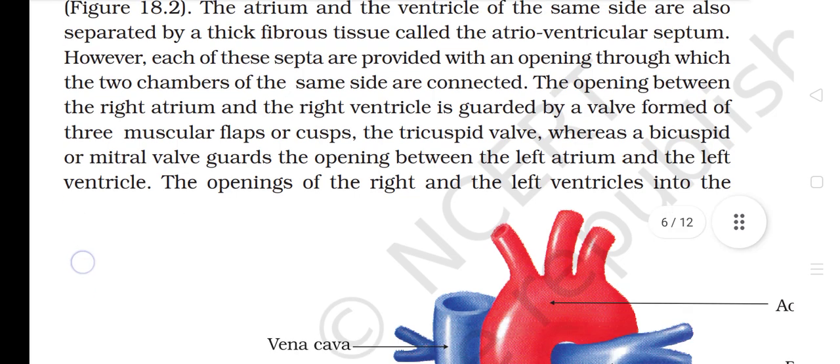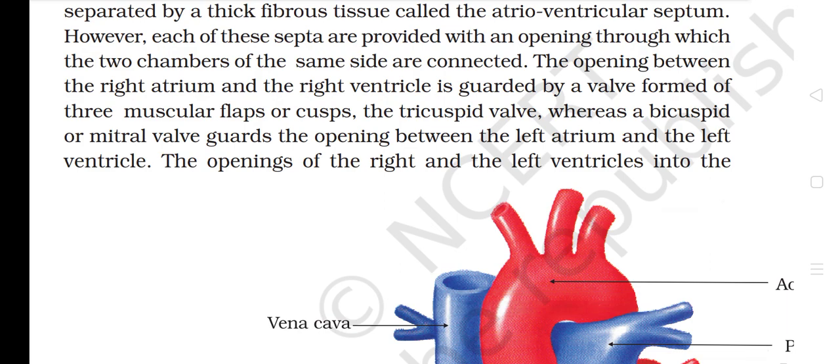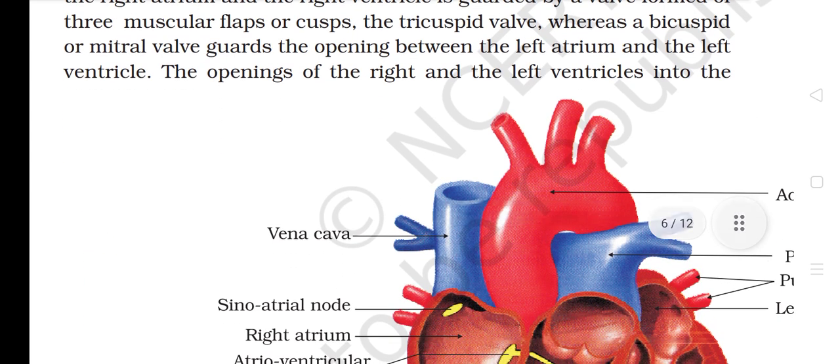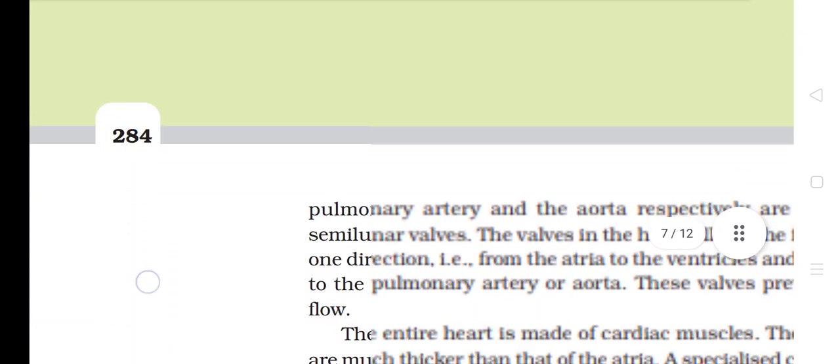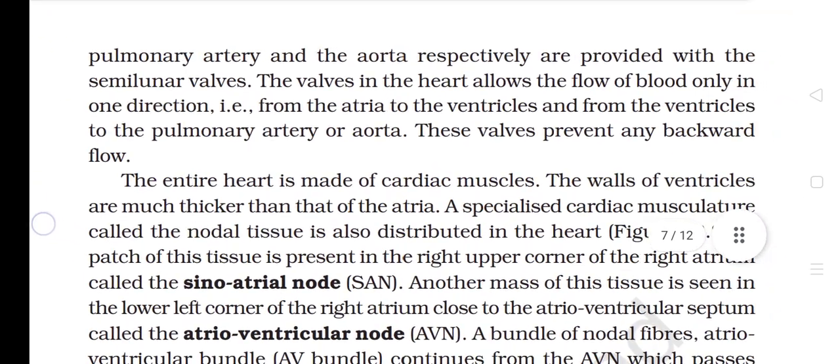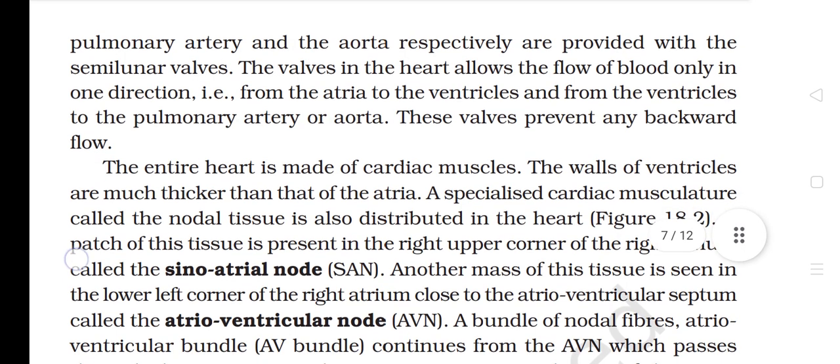through which the two chambers of the same side are connected. The opening between the right atrium and the right ventricle is guarded by a valve formed of three muscular flaps or cusps, the tricuspid valve, whereas a bicuspid or mitral valve guards the opening between the left atrium and the left ventricle. The openings of the right and the left ventricles into the pulmonary artery and the aorta respectively are provided with the semilunar valves.